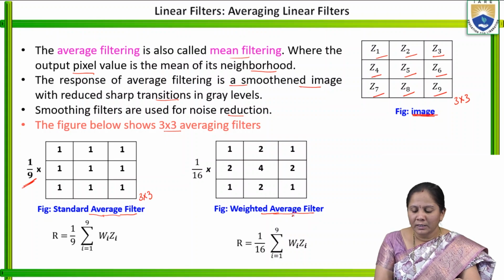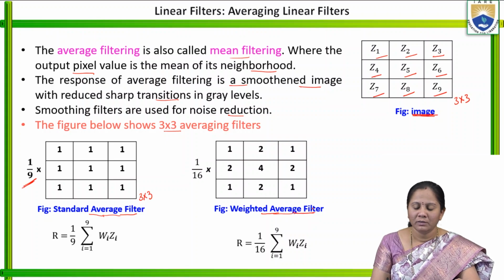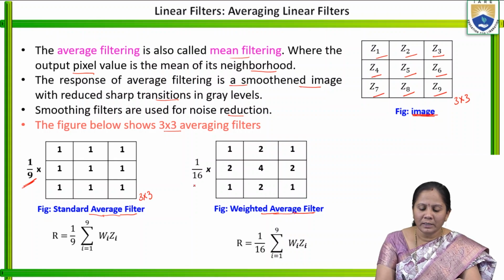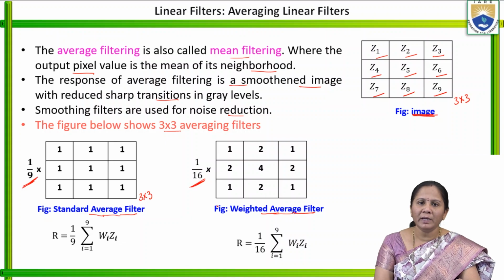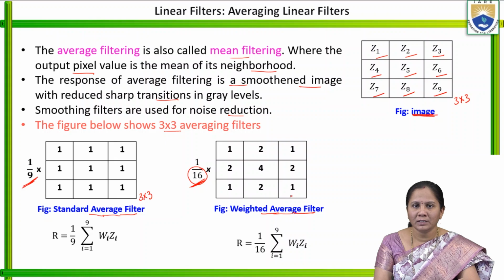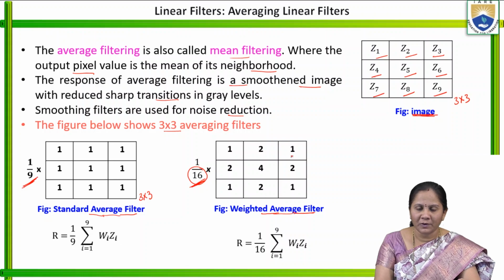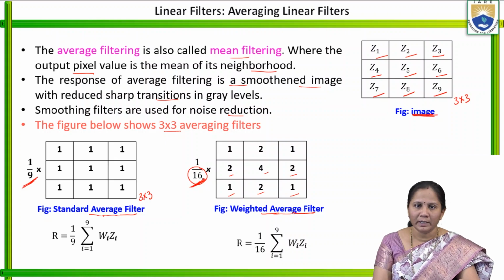If we consider the weighted average filter, here it is 1 by 16. Previously it was 1 by 9, and we have just discussed why we wrote 1 by 9. Similarly here it is 1 by 16. What does 16 represent? If we add the coefficient values available in the filter, 1 plus 2 plus 1 plus 2 plus 4 plus 2 plus 1 plus 2 plus 1, the total is equal to 16. That is why 1 by 16 is written.